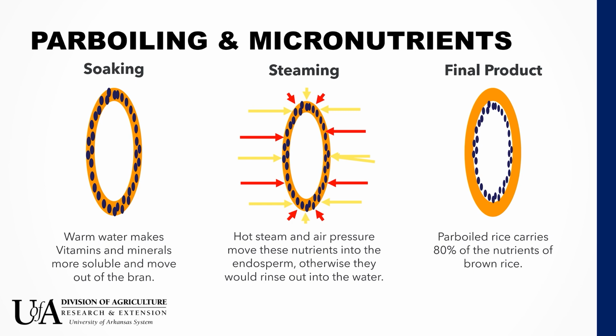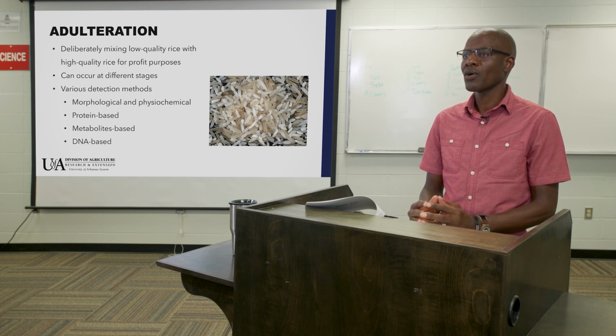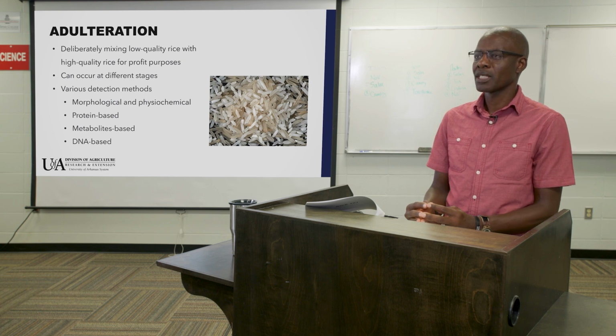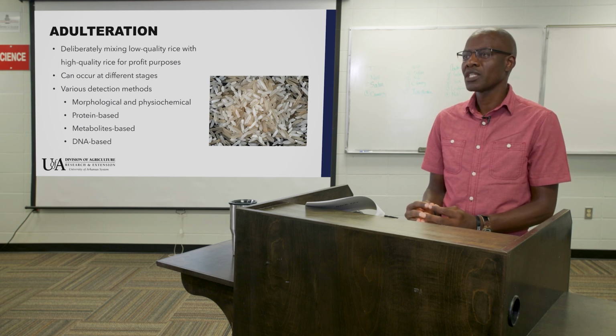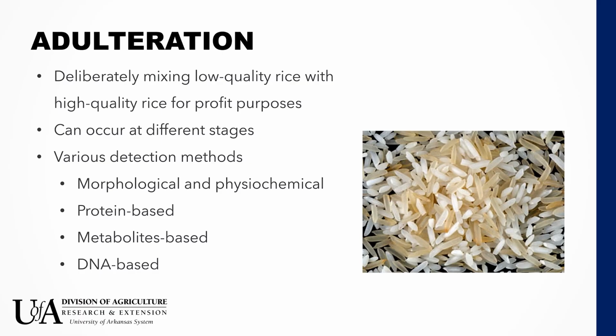And so technically the final product, which is parboiled, tends to contain 80% of the nutrient compared to that which is not parboiled. There's the problem of adulteration. Basically, this is the deliberate mixing of low quality rice with high quality rice for profit purposes. And this can also result in nutrient deficiency because low quality rice will not offer the nutrition requirement that the consumer is looking for.